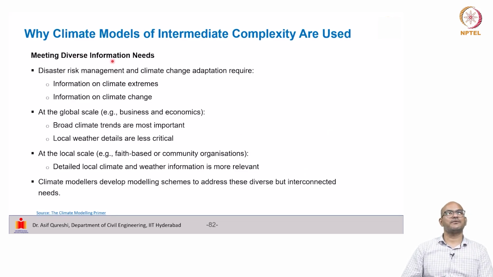Now, meeting diverse information needs, disaster risk management and climate change adaptation will require information on climate extremes and climate change. At the global scale, we have business and economies involved. So, we have broad climate trends and local weather details. At the local scale, we have local climate information. So, climate modelers will develop modeling schemes to address these diverse but interconnected needs. Sometimes we need simplified models, sometimes highly complex GCMs, and the intermediate complexity models fill the need in between the two.